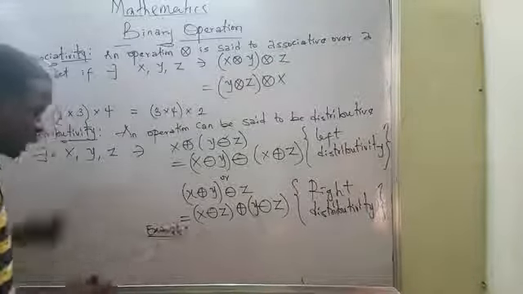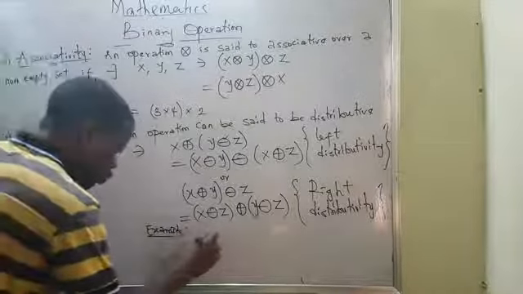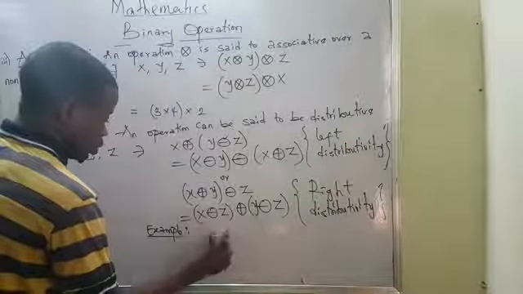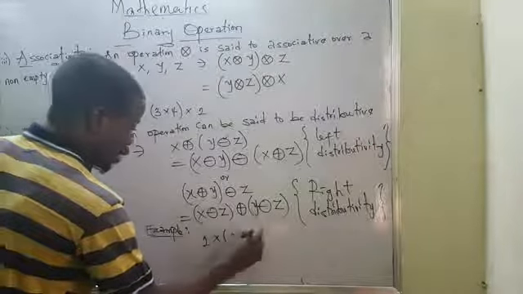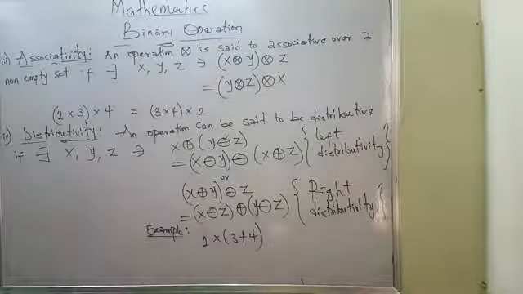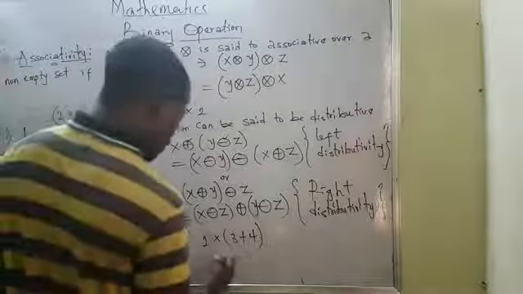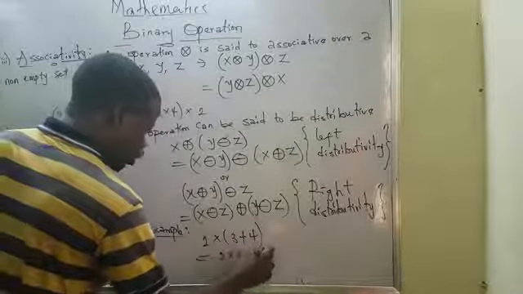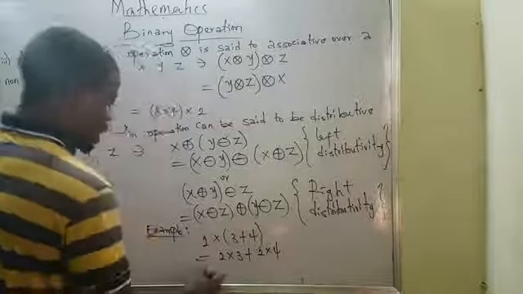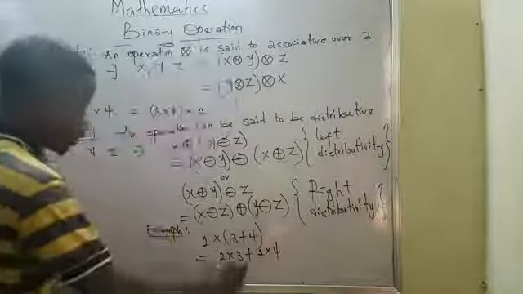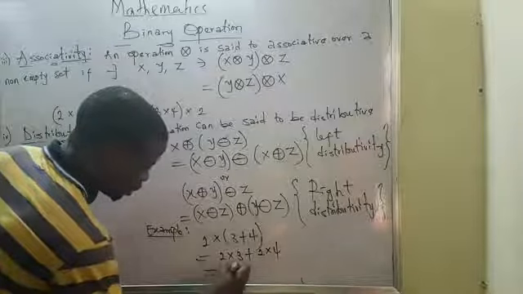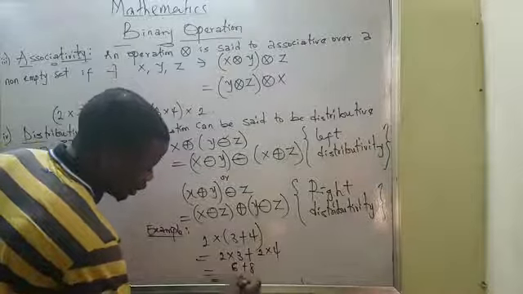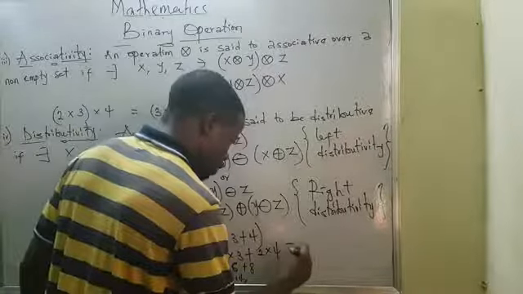So here, let's have something like this. You have 2 times open bracket 3 plus 4. Do you see this? So how do we operate this? You just go by saying 2 times 3 plus 2 times 4, and that is equal to what? That will give us 6 plus 8, and that is just 14. But the other way around, it is not equal to this.